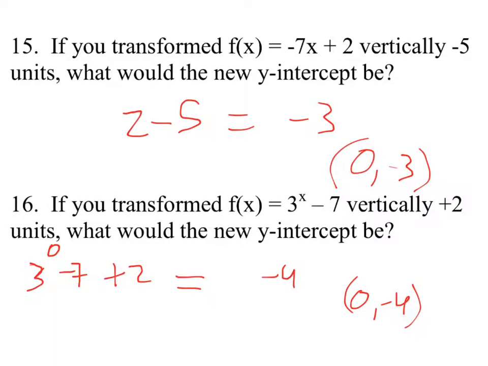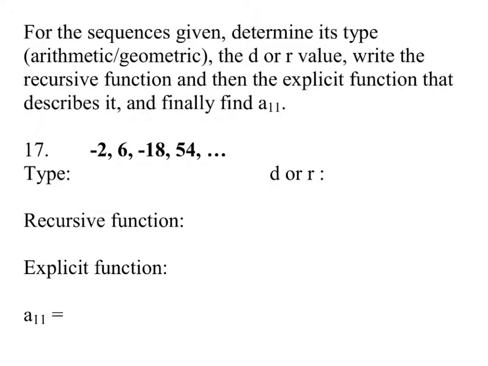Continuing on with the solutions for the end of your review, number 2, which is all about functions. This next section deals with sequences. When you first determine what type it is, get the common difference or common ratio, that's the DNR part, write the recursive and explicit function, and then get a sub 11, which means get the 11th term of the sequence. We'll use the explicit function to do that.